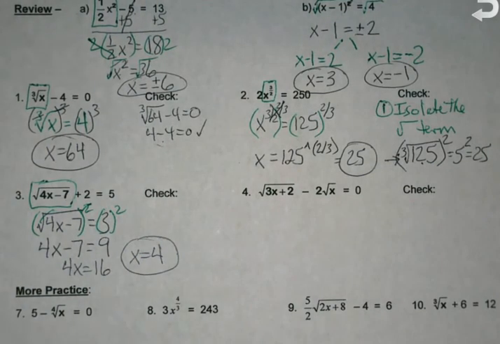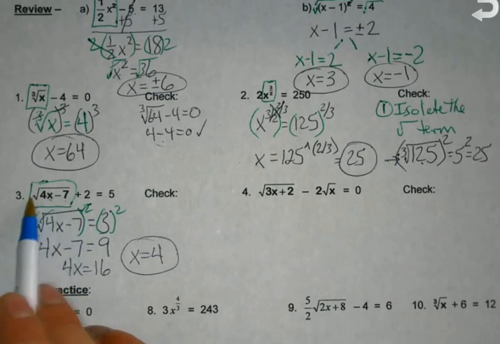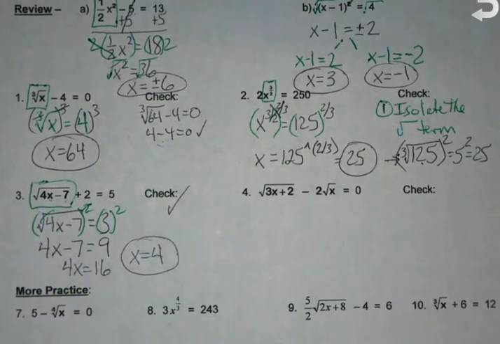And double check real quick. 4 times 4 is 16, minus 7 would be 9. Square root of 9 is 3, 3 plus 2 is 5. Sweet, that one works.